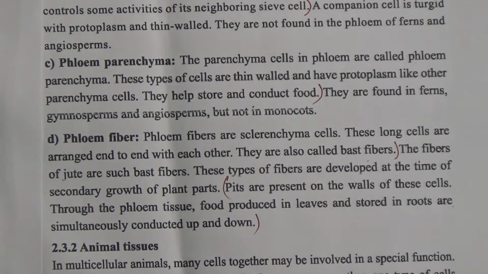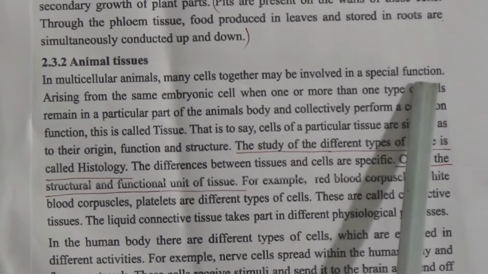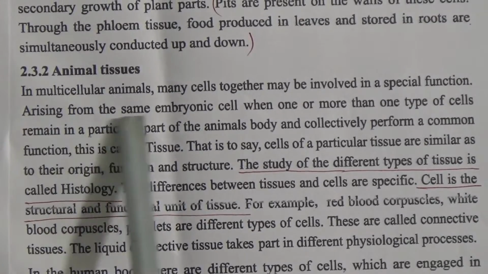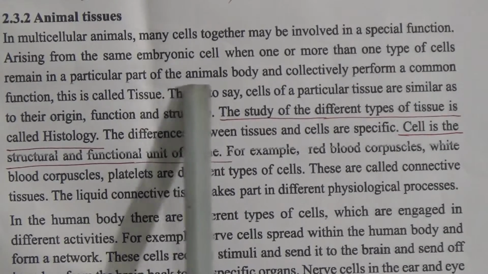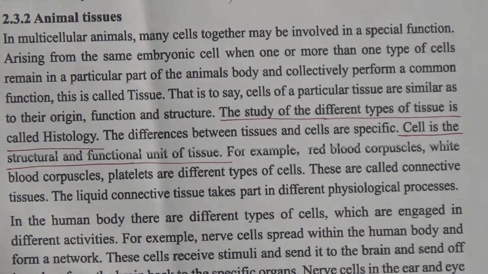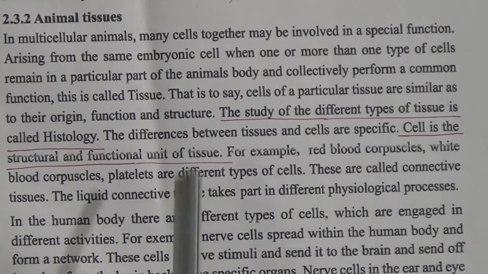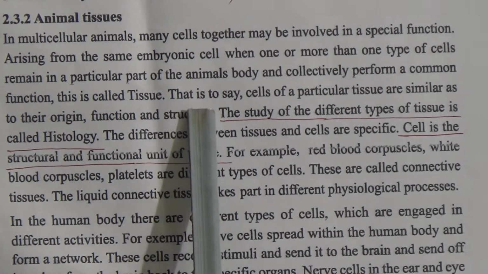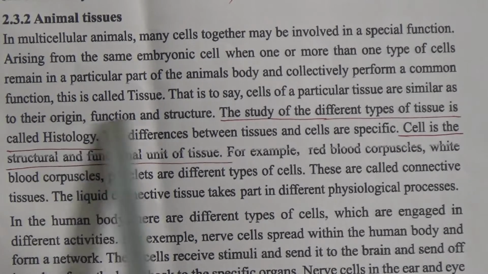Now, animal tissue. In mature animals, many cells together may be involved in a special function. Arising from the same membranic cell, when one or more than one type of cells remain in a particular part of the animal body and collectively perform a common function, it is called tissue. So, what is tissue? Tissue means the same type of cells that originate from one place and do the same type of work. That is to say, cells of a particular tissue are similar as to their origin, function and structure.